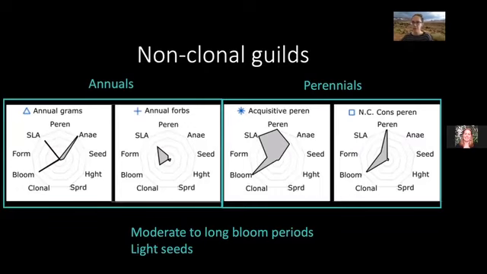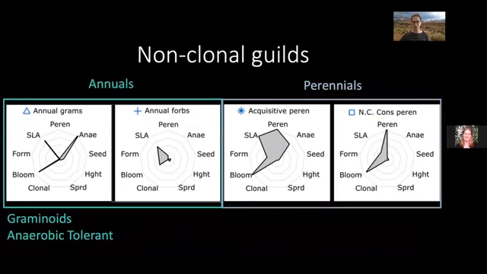These are radial plots that just show a summary of average trait values for each guild. So the further out on this little spiderweb line is, or point is, the higher that trait value is for that guild. So the non-clonal guilds all tended to have moderate to long bloom periods and light seeds. They were further divided by annuals and perennials. The clonal annuals were further divided by graminoids and forbs.